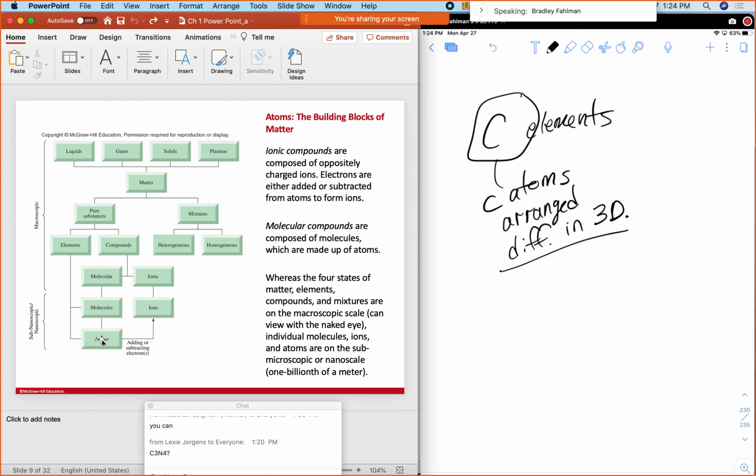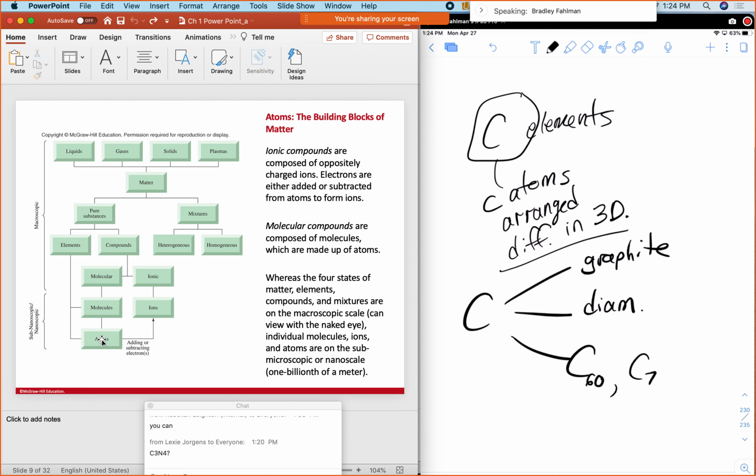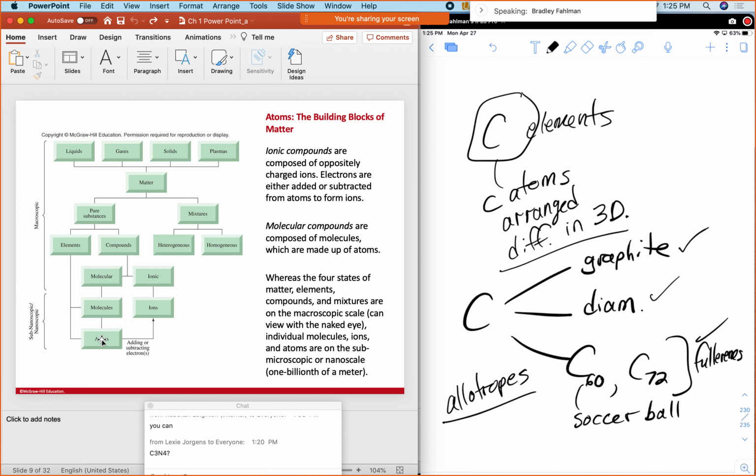For instance, carbon has graphite, diamond, and those C60 or C72, what are called the fullerenes. Just think of these as those soccer ball varieties, okay? In each one of these forms, the carbon atoms are arranged differently in 3-dimensional space. These are called allotropes. So it's just different structures of the elements, okay?